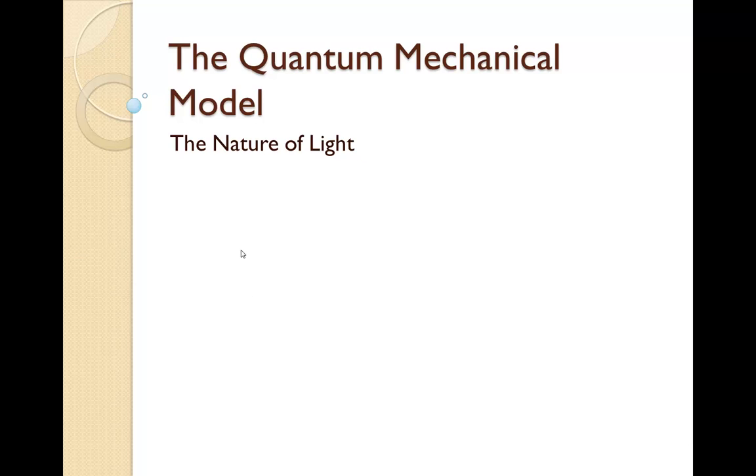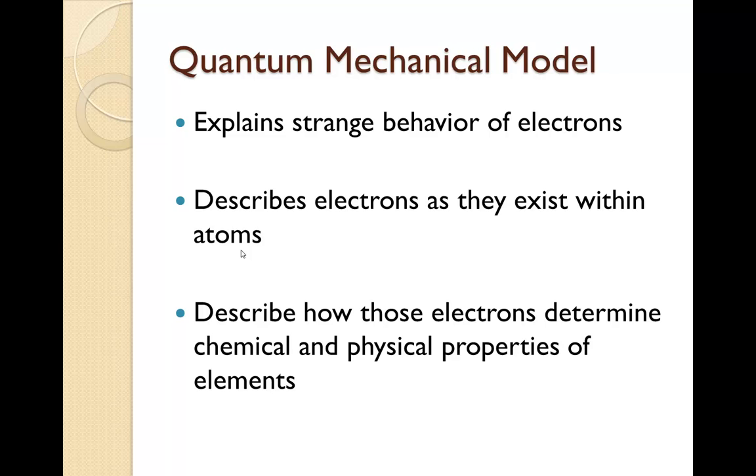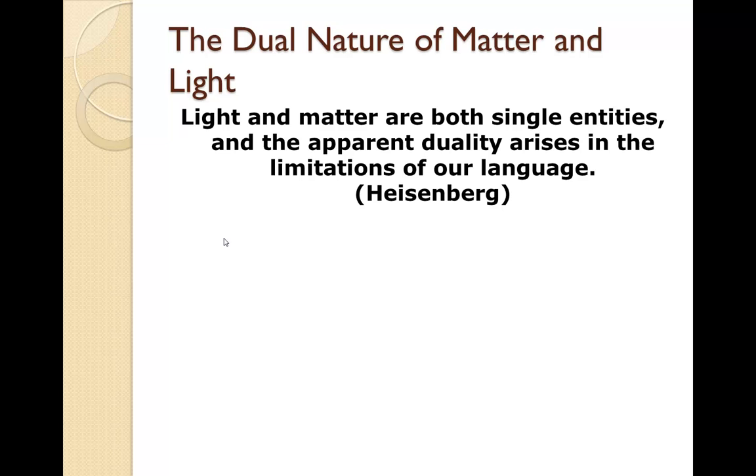In this tutorial, we will be discussing the nature of light. In doing so, we'll be discussing the quantum mechanical model. This model explains the strange behavior of electrons. It describes electrons as they exist within atoms, and it also describes how those electrons determine chemical and physical properties of elements. According to Heisenberg, light and matter are both single entities, and the apparent duality arises in the limitations of our language.